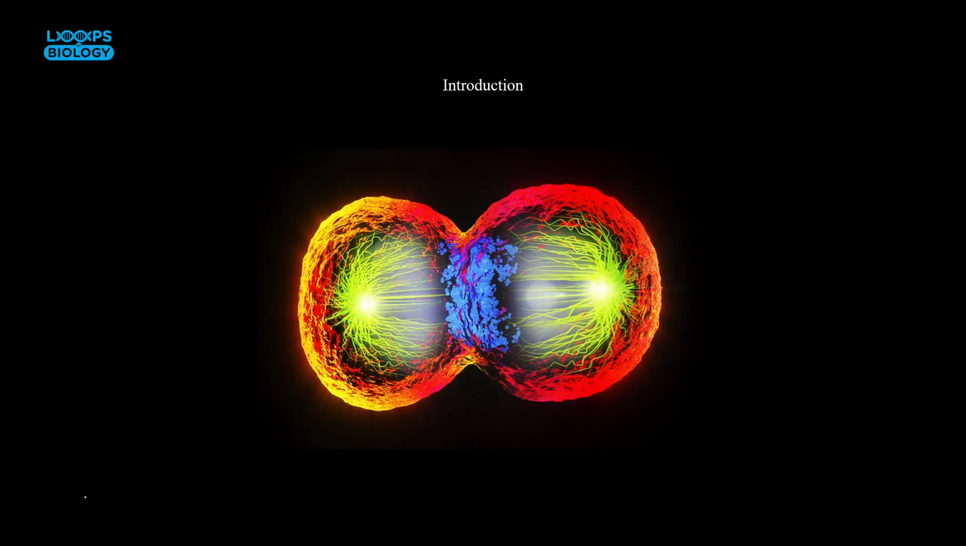Alright. So let's start with the introduction. Now, as we can see here that there are two cells which are separating from each other so that the new cells are going to form. So the cell division is necessary for formation of new cells.